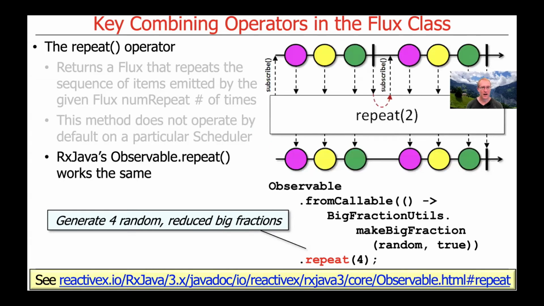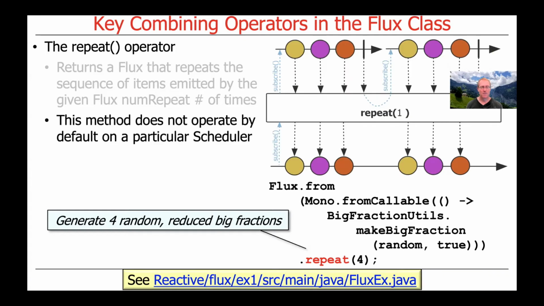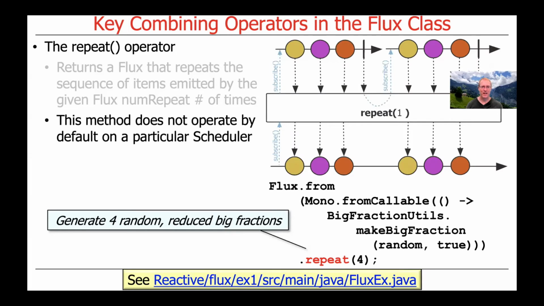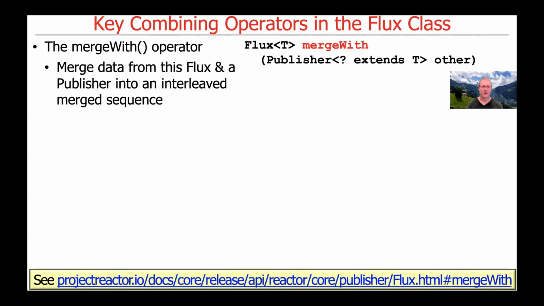There's a similar method that's defined in RxJava's observable, also called repeat, and it works exactly the same way. So here's the same concept, the same code, the same example. It's just that we're replacing the flux from call with the nested call to from callable on a mono with the observable's from callable call. And once again, just keep in mind that observable has a from callable factory method, but Flux does not. So we have to do this sort of idiom instead to get the same effect.